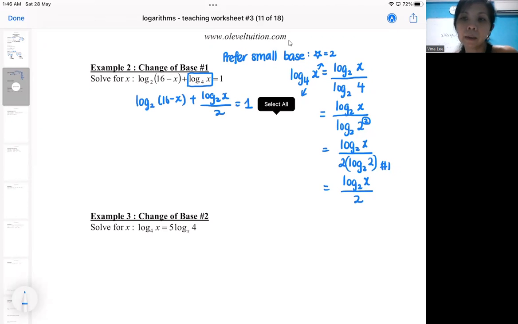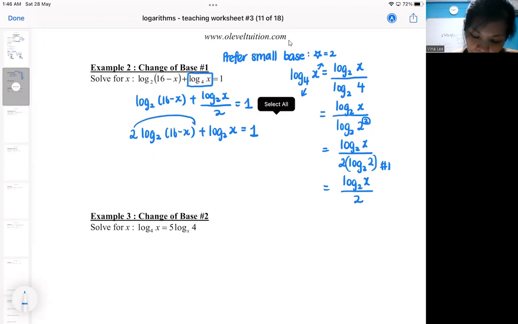If you're bothered by the fraction here, you can choose to do what we usually do. You multiply 2 throughout. So multiply 2 throughout, and you come to the same base. Then you can apply your log plus log. But in this situation, before I apply my log plus log, I have to bring up the power. So you go back to 1 log plus 1 log.